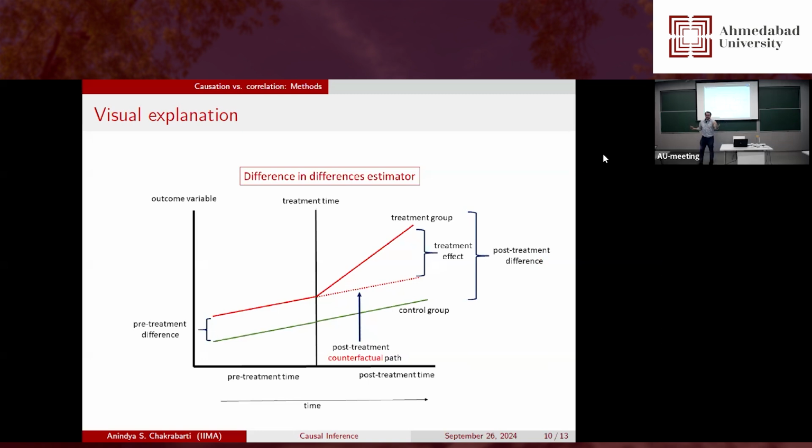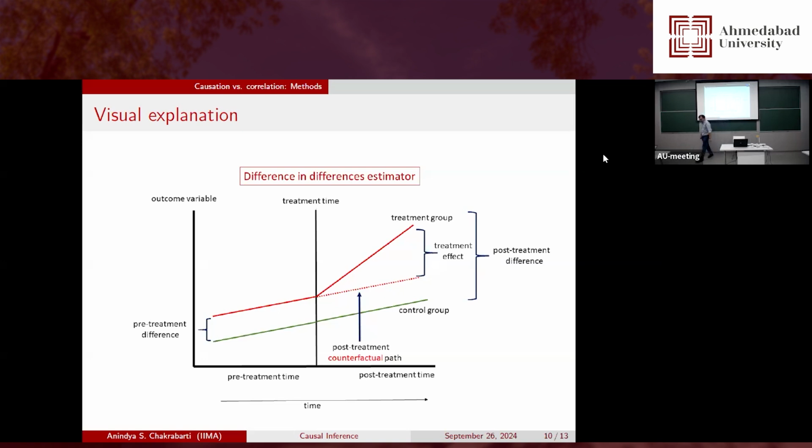Why is this red dotted line so sacrosanct in this? Because it gives us the as-if scenario. This is the counterfactual. This has not happened in reality. Here we are attributing what would have happened to the treatment group had it not been assigned the treatment, based on the property of the control group, and we are projecting it there.